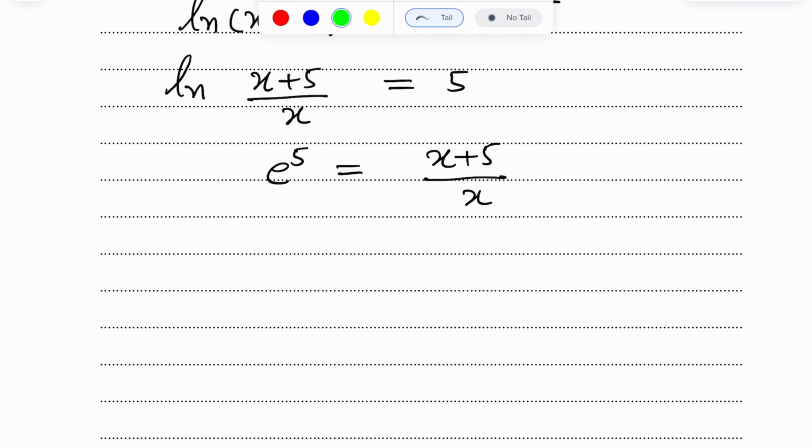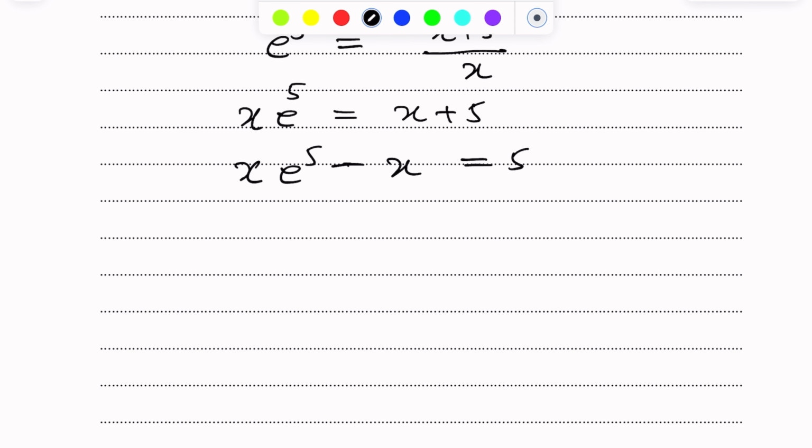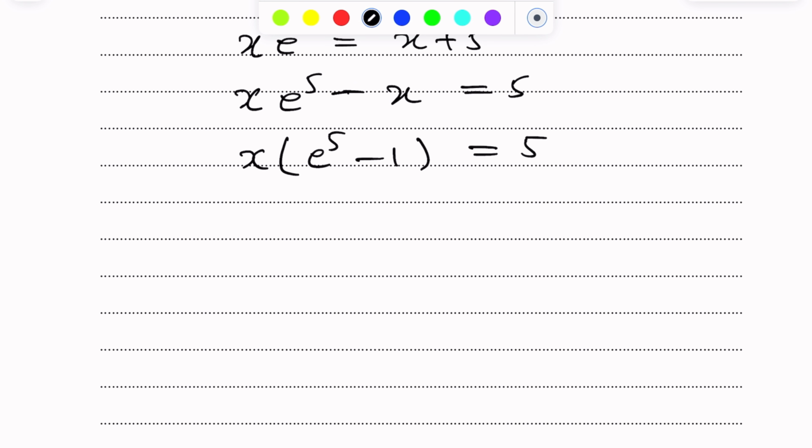Cross multiplying, we get x e^5 is equal to x + 5. Collecting the x terms, x e^5 minus x is equal to 5. Taking x common, x(e^5 minus 1) is equal to 5. From here, x will be 5 over e^5 minus 1.